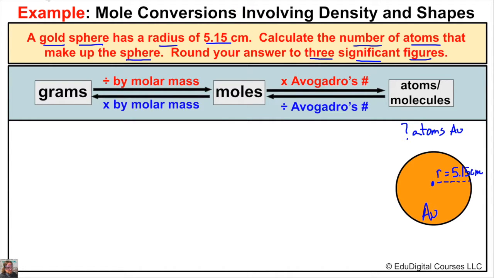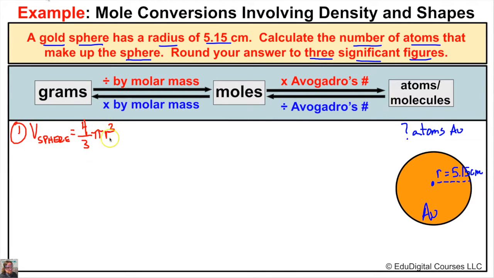Well, let's think about this. We know that the sphere is made of gold and we know its radius. So what we can probably figure out first about this sphere is its volume. So we can figure out the volume of a sphere using this formula right here, the volume of a sphere formula, and you can Google this information, but the volume of a sphere is going to be equal to 4/3 pi times r cubed.